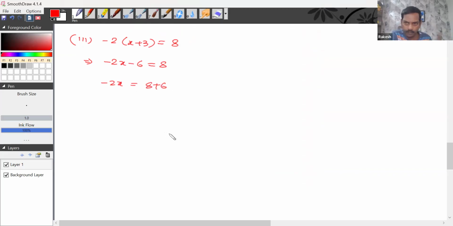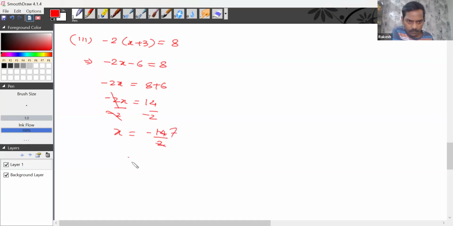Minus 6 will become plus 6 when we transpose. So minus 2 of x will become 14. Again, dividing both sides by minus 2, this will get cancelled. I'll be getting the value of x, which is 14 divided by minus 2, which is nothing but minus 14 divided by 2, because the minus sign can interchange from numerator to denominator if there is only one minus sign.